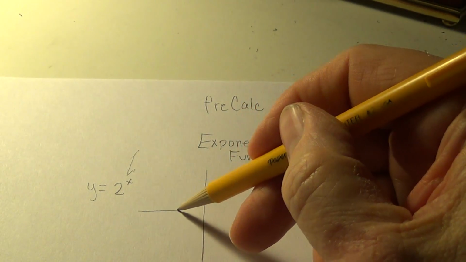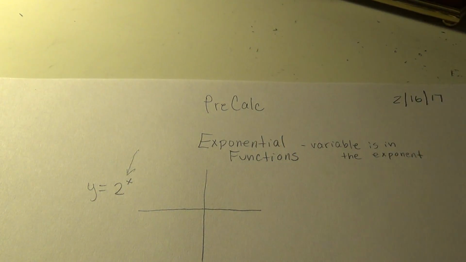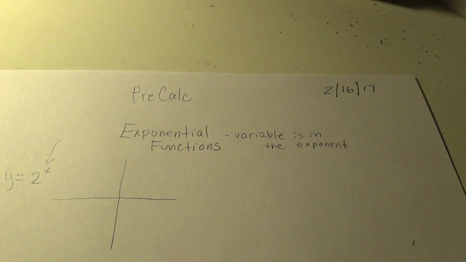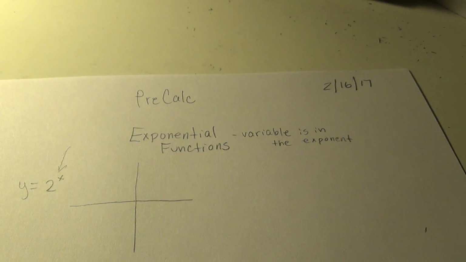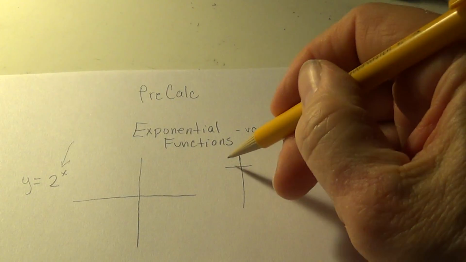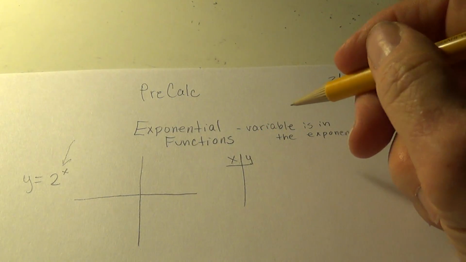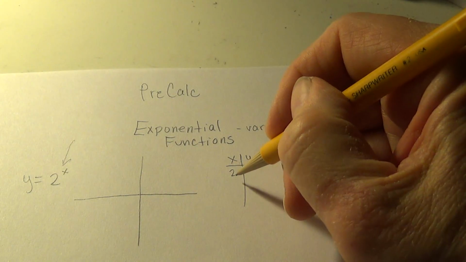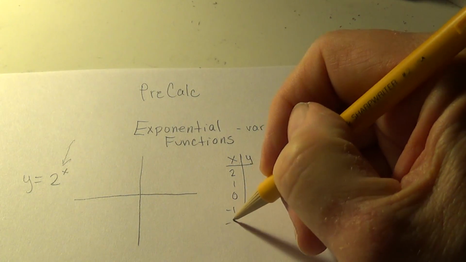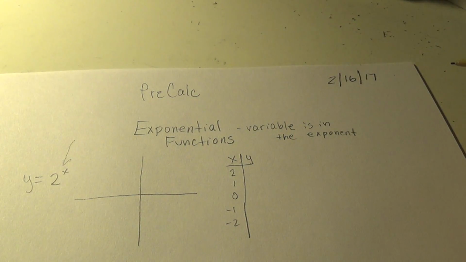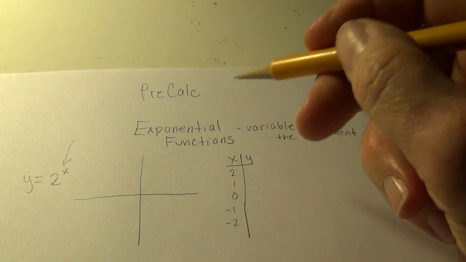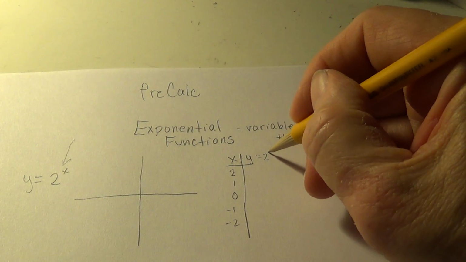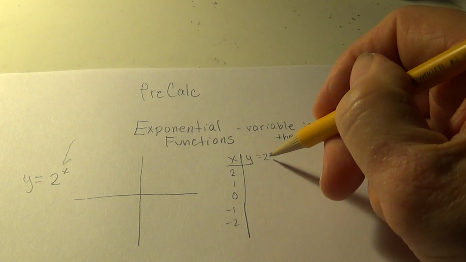I'm going to use a sissy chart probably a couple times, but not very often, because I want you to be able to graph these without a sissy chart. So charts like this are for sissies. So I'll do like 2, 1, 0, -1, -2. That's usually enough to get the chart that you need. So the graph y is 2 to the x. When I put 2 in for x, I get 2.